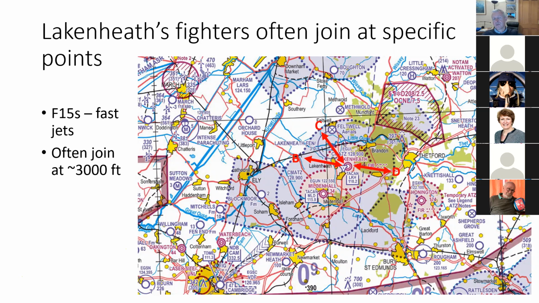So often you'll hear flights of F-15s coming in, radar controlled, at about 3,000 feet, and vectoring into the visual circuit for Lakenheath. So they're radar controlled down to here, then they join the visual circuit and land, or going the other way, they might come out that way. They're very fast. If they're coming directly towards you, you're probably not going to see them very easily. So again, being in contact with Lakenheath is a good thing.